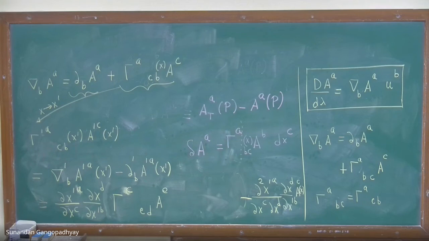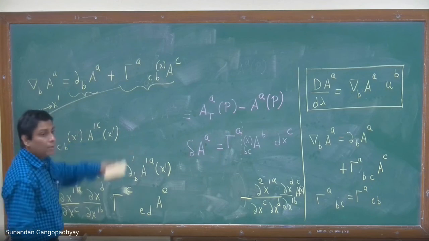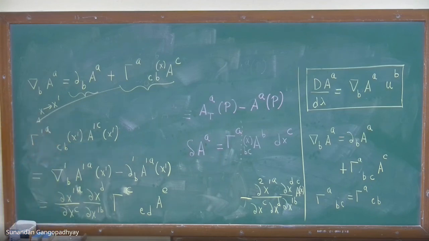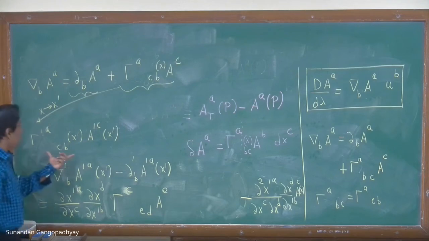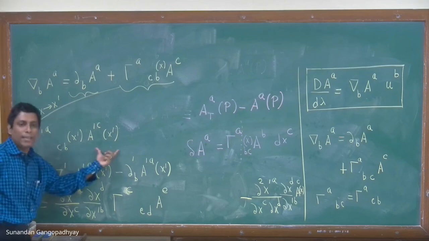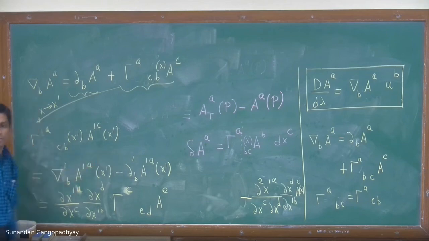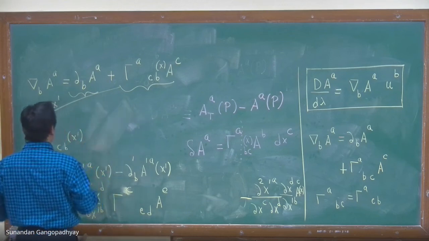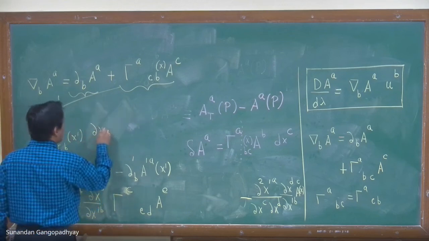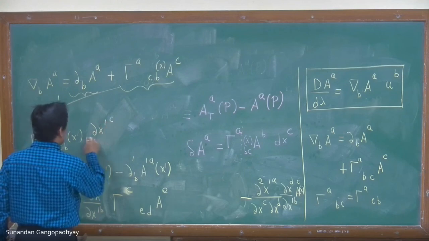So now what do you have to do? How should we bring out gamma? What is your suggestion? How should we proceed? What is our aim? Our aim is to find the transformation property of gamma. But this gamma is multiplied by A. So what should we do now? A prime C, X prime, we write it in terms of this. Very good. So A prime C of X prime you can write as del x prime C.